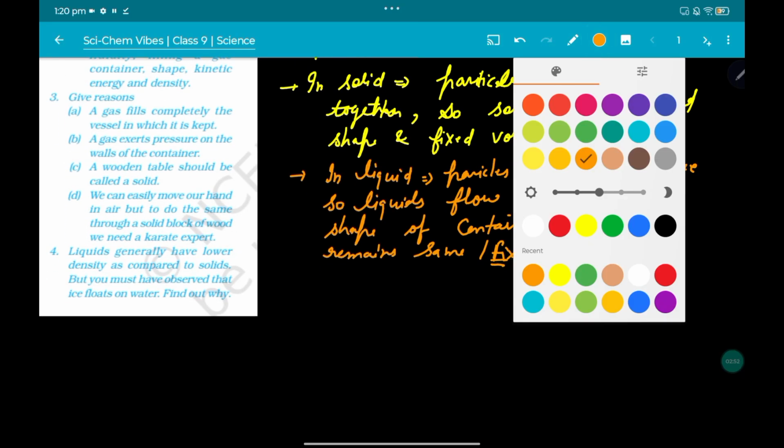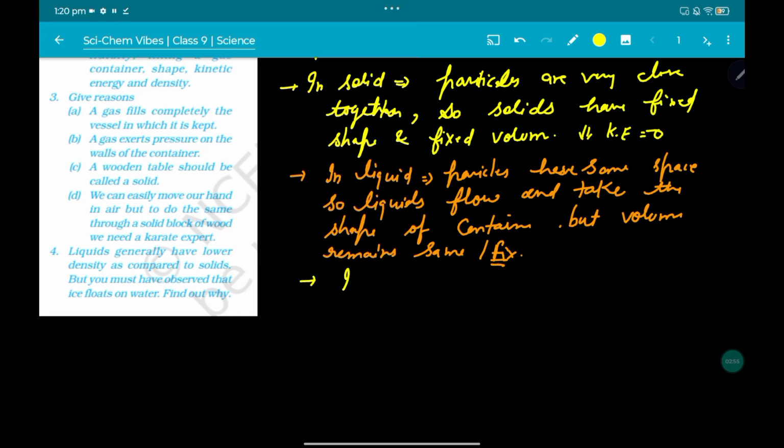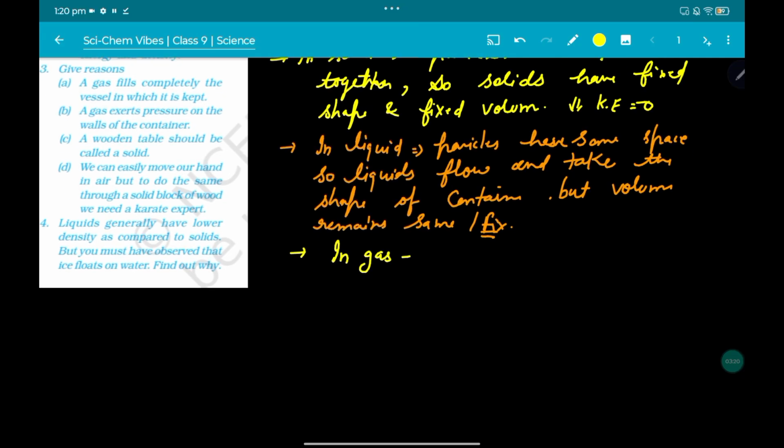Next, we are going to discuss gases. In a gas, the space between the particles is very large compared to liquids and solids. There is very large space between the particles, and they have a very low force of attraction between them. It is negligible. Gas takes the shape of the container, and it has high compressibility. That's why we fill gas in cylinders.